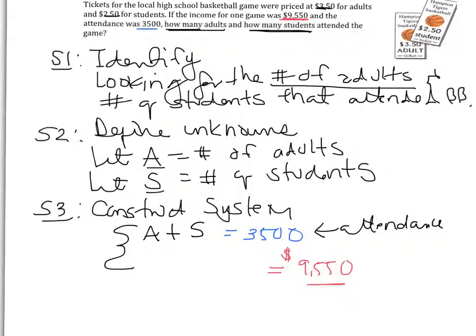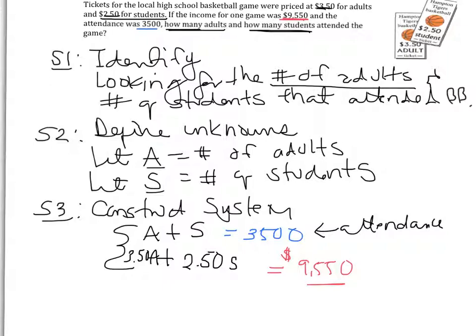9,550. And let's see, $2.50 for students. If one student attended the game, that's 2.50, and that's an S, right? If two students attended the game, that's 2.50 plus 2.50, which is $5, right? If three students, so you just multiply. And the number of adults is a little bit more, which is $3.50. So 3.50A. So this is your system of linear equations.